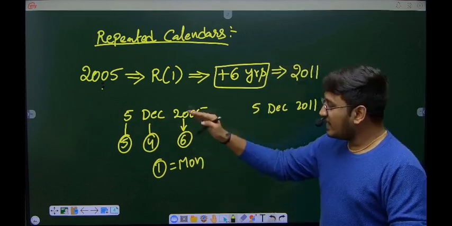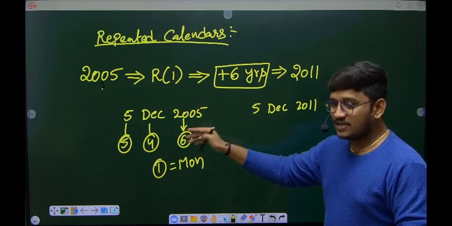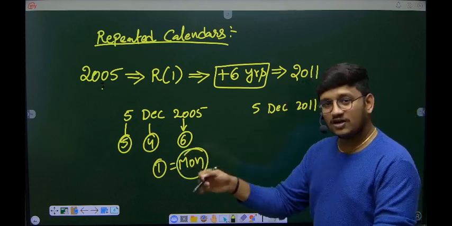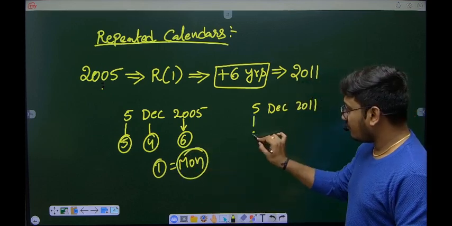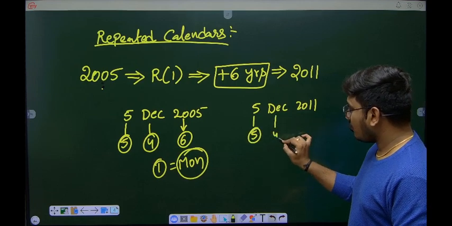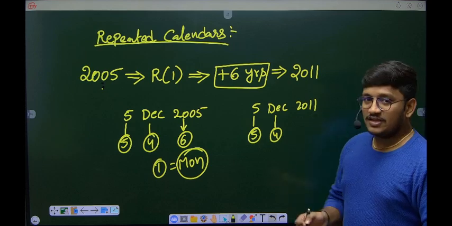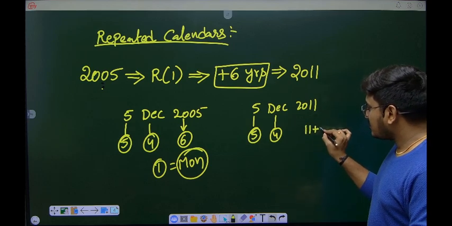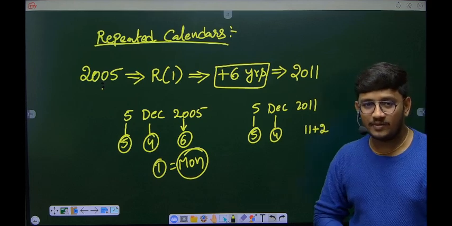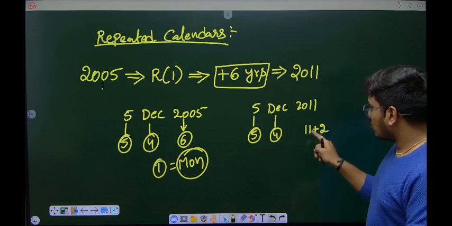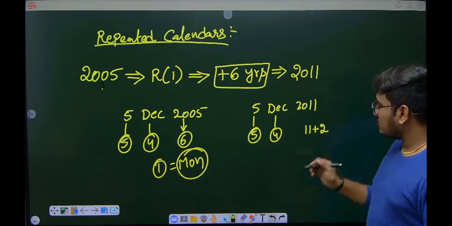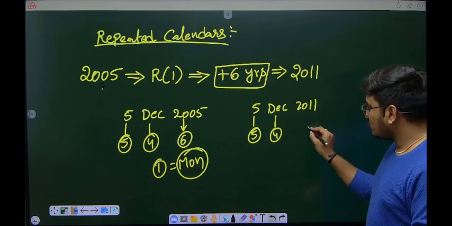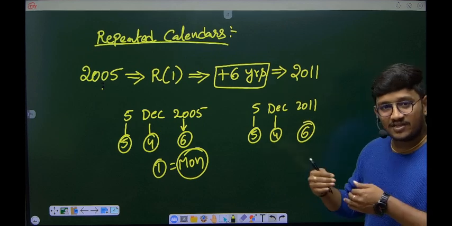Let me calculate the same date and month for 2011 as well. We will get the same answer. If you want, we can check. Same 5, 4, and 2011. So for 2011 we have 11 odd days plus 2 leap years, the 4th one and the 8th one, so the total will be 13. 13 divided by 7 gives you 6, right?